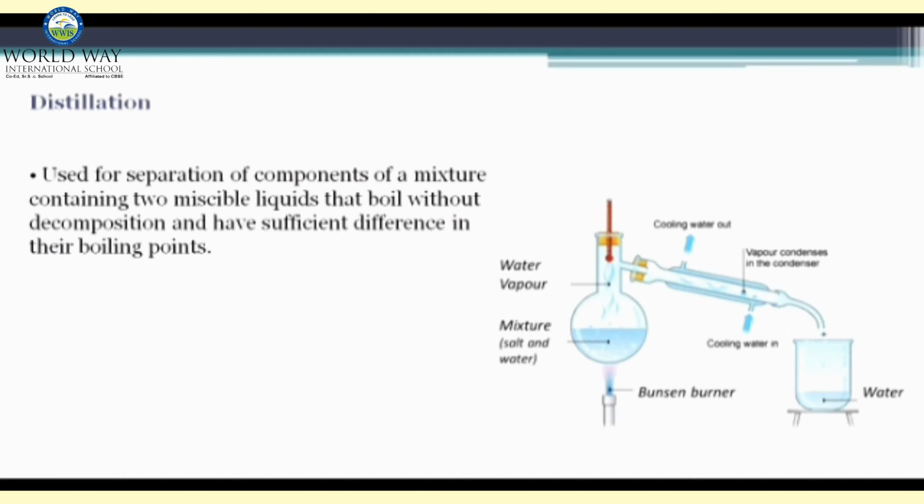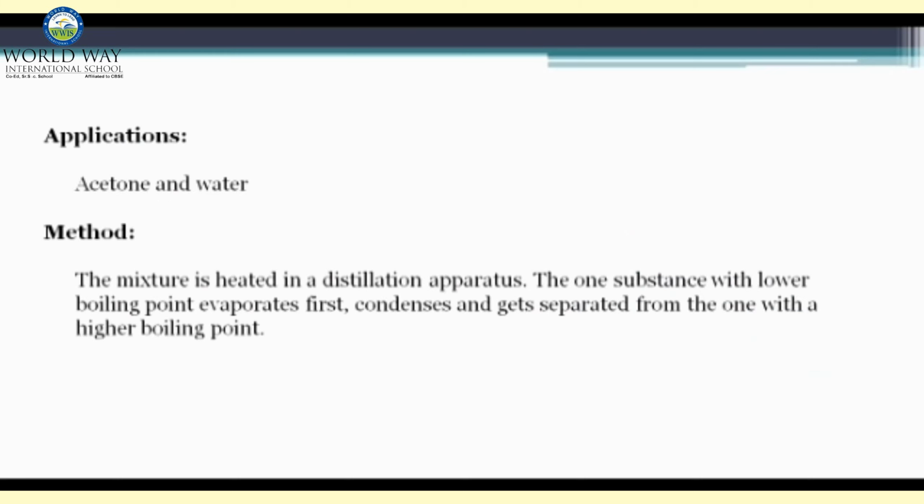This method is specifically carried out for the mixture of two miscible liquids. Miscible stands for the two liquids which can be mixed with each other easily. These liquids boil without decomposition, and the condition is that there should be a considerable difference in their boiling points, specifically more than 25 Kelvin. We can separate acetone and water using distillation technique.